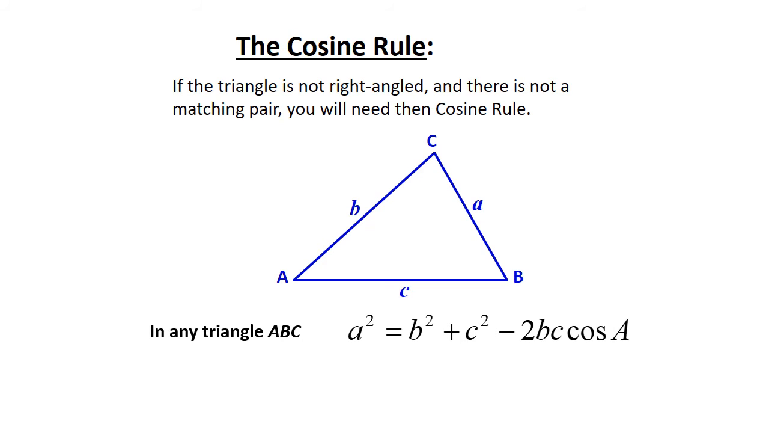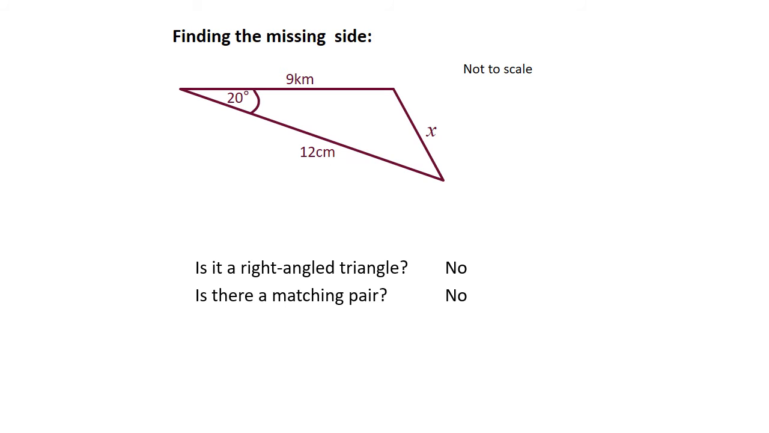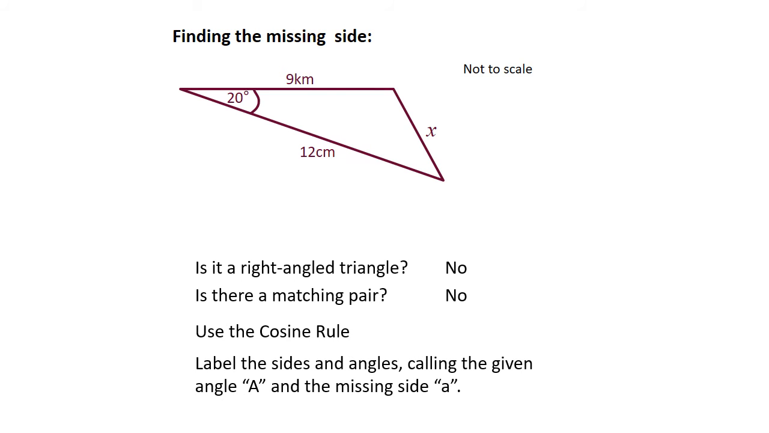In any triangle ABC, a squared equals b squared plus c squared minus 2bc cos A. So if we look at that, we're just basically going to substitute that in. So is it a right angle triangle? No. Is there a matching pair? No. Okay, so we're going to use the cosine rule. So label the sides and angles, calling the given angle A and the missing side a. Okay, and then that's going to be b, and that's going to be c.